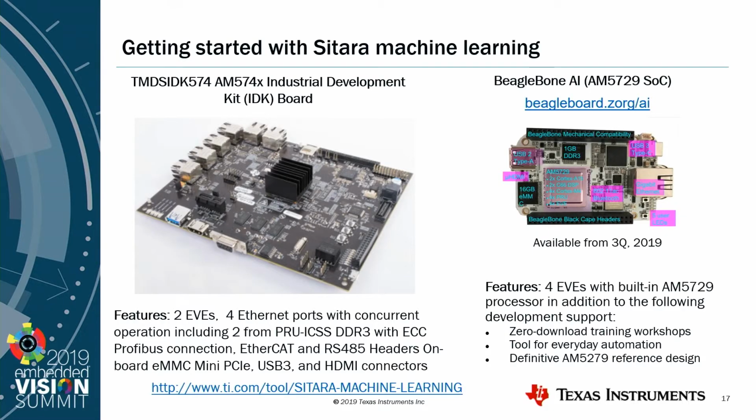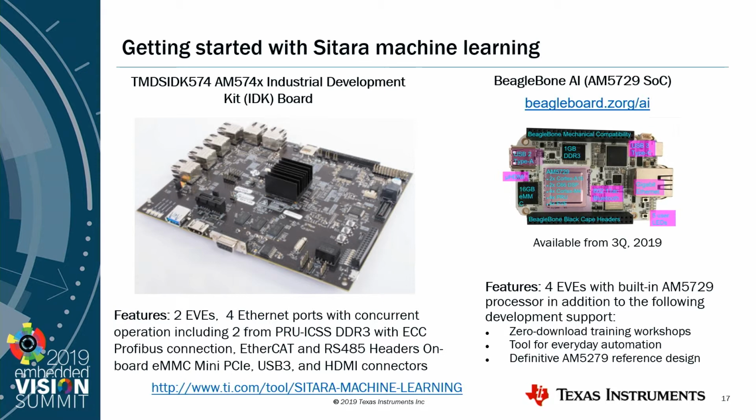So how can you get started with machine learning on Sitara? There are 2 ways that you can get started. First, you can start with the industrial development kit. We call it the AM574x industrial development board. It has the AM5749 processor, and thereby it has 2 EVE subsystems.